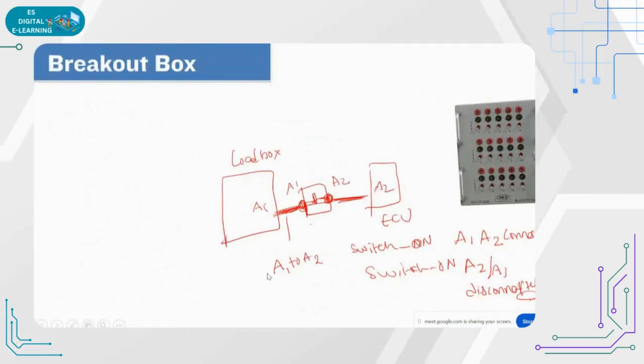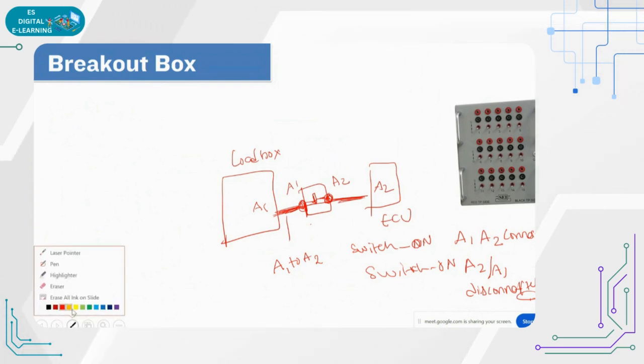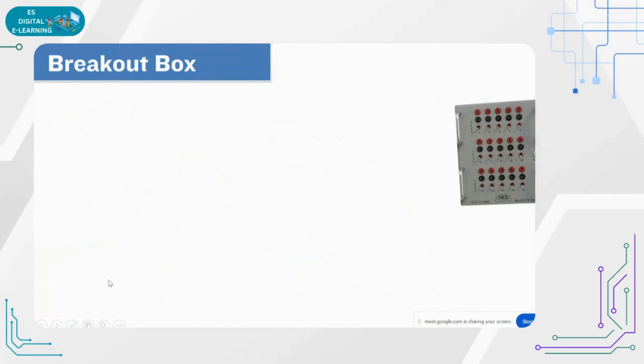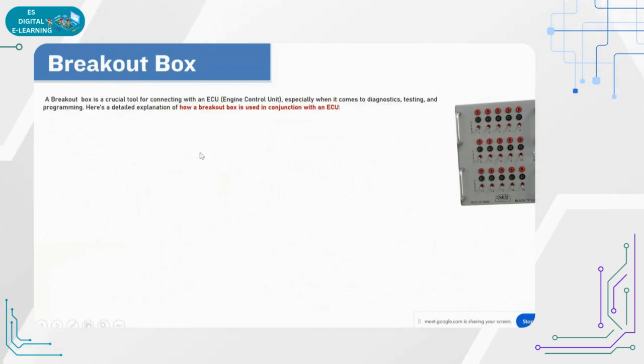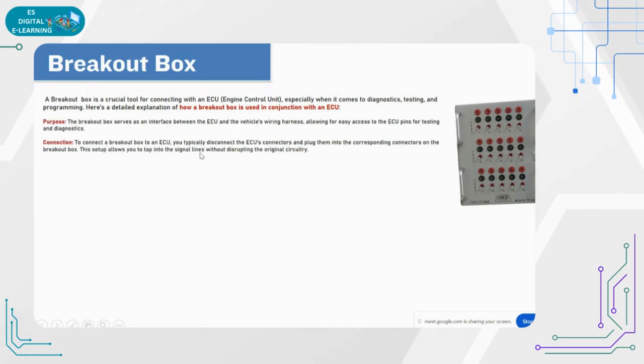Why do we need to do this? Because in real time also, a wire can break. How can the system work then? So we need to validate this. For doing this, we are using the breakout box. Okay, so the breakout box is for connecting with the ECU and disconnecting the sensors or the switches in between, to operate from the real world.